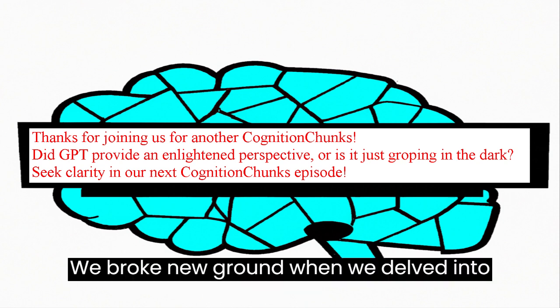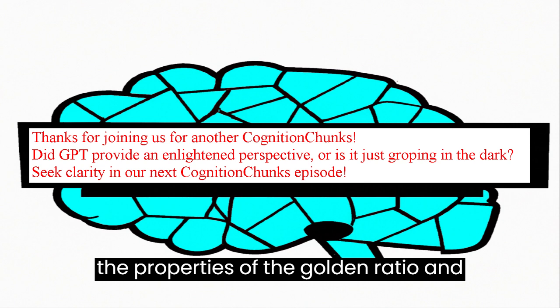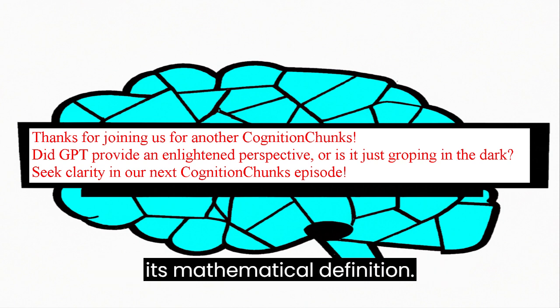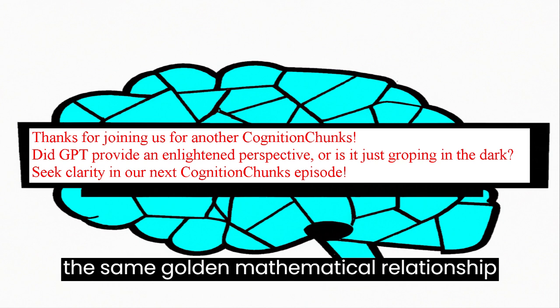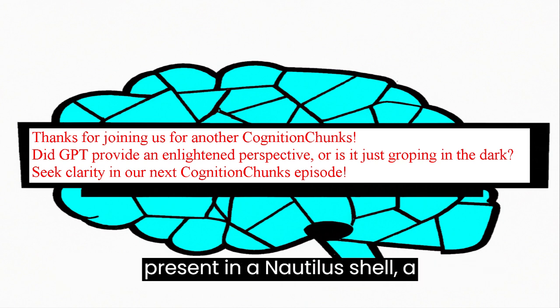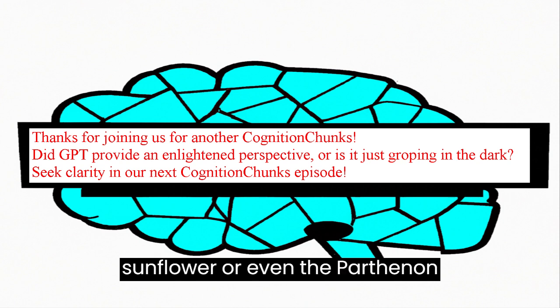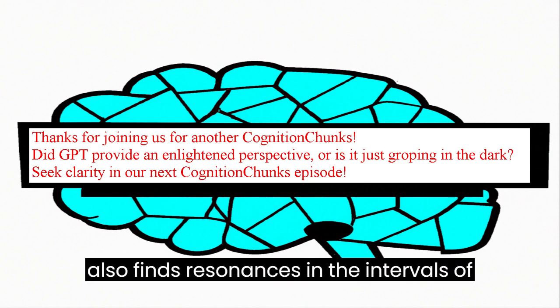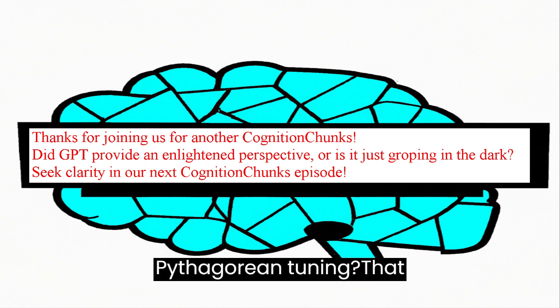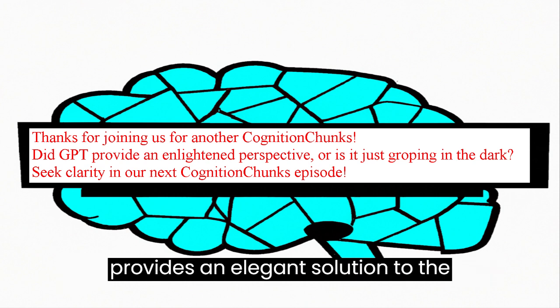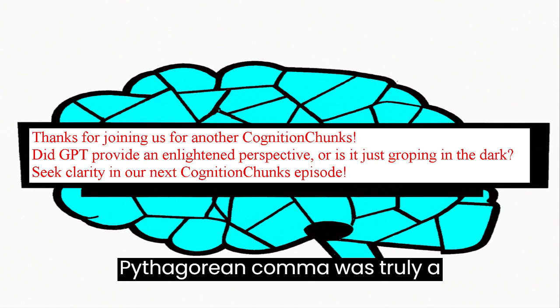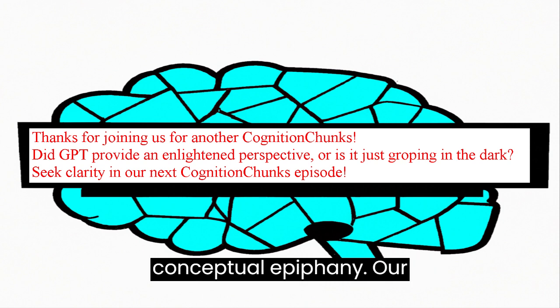We broke new ground when we delved into the properties of the golden ratio and its mathematical definition. How astounding was it to discover that the same golden mathematical relationship present in a nautilus shell, a sunflower, or even the Parthenon, also finds resonances in the intervals of Pythagorean tuning. That moment when we understood how this ratio provides an elegant solution to the Pythagorean comma was truly a conceptual epiphany. Our analysis didn't stop there.